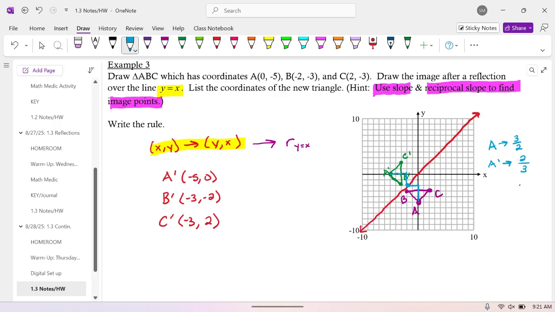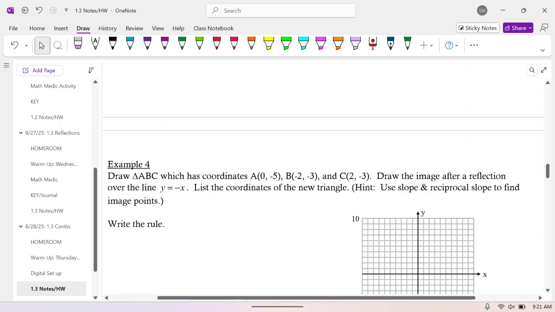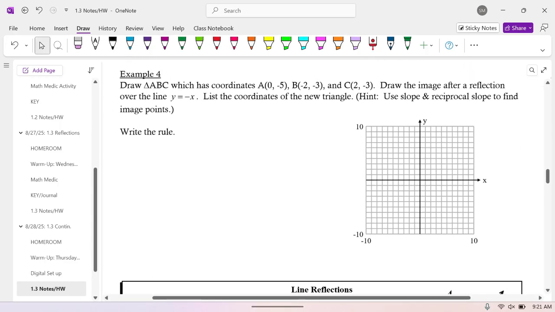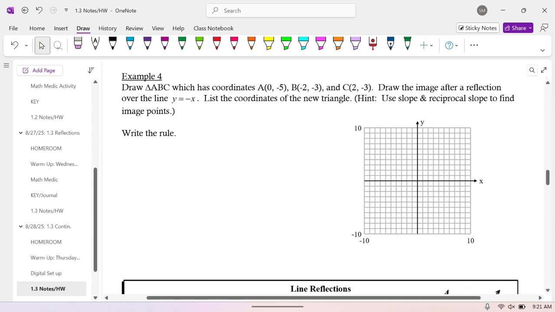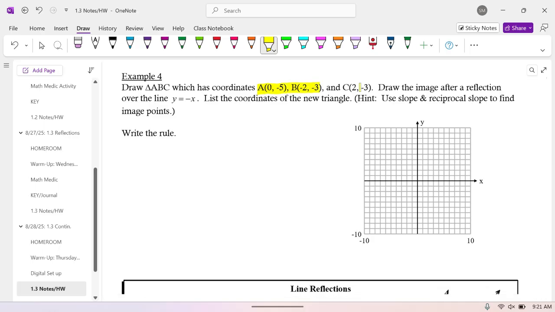Now, why am I going into this? Because you'll do the same thing for y equals negative x. So let's look at example 4. All right. So we're going to plot these points, which I think they're the exact same points from the previous. So take a minute, plot those points real quick. So 0, -5. -2.